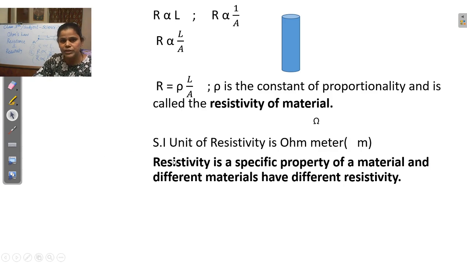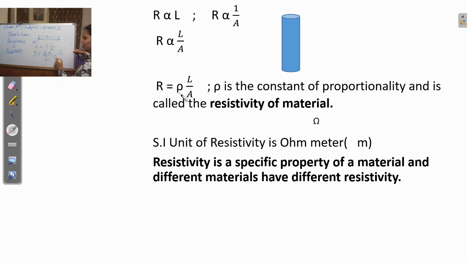Then next is the SI unit. What is the SI unit of resistivity? The SI unit is ohm meter, because rho is the resistivity. Again we have the formula here: R equals rho L upon A. Then we have to find out the SI unit of rho, the SI unit of resistivity. So rho equals RA upon L, where the unit of resistance is ohm.